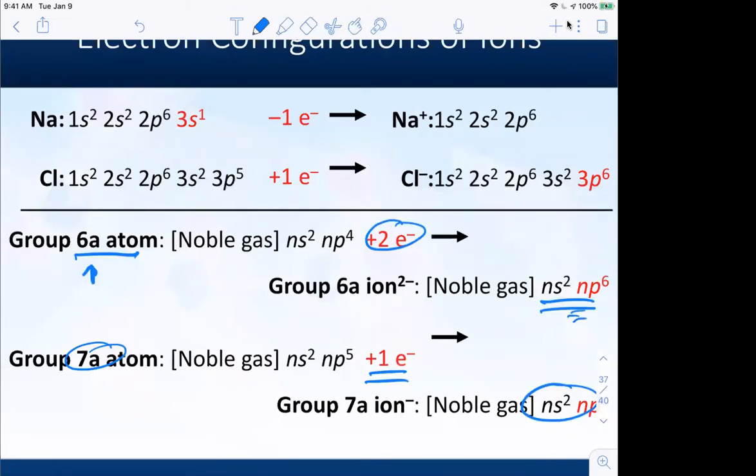So those 2 atoms are actually nonmetals. On the right hand of the periodic table, they're going to gain electrons to form negatively charged anions. If I'm a metal in group 1, 2, or 3A, I'm going to lose electrons to become a positively charged cation.